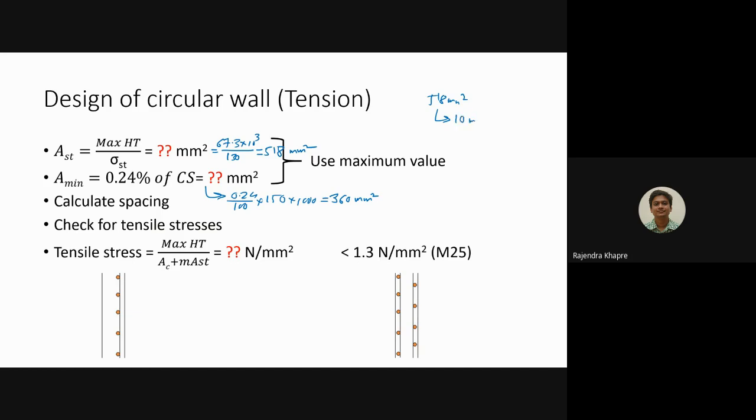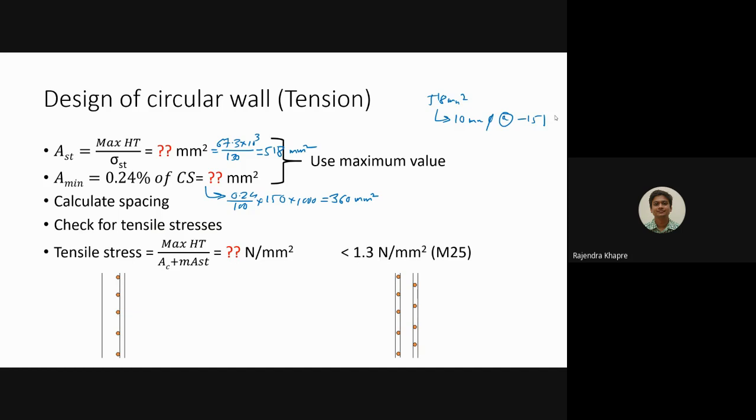Okay, so now can you tell me, if I take 10 mm dia bars, spacing will be how much? How much will be the spacing for 10 mm dia bars? Come on, hurry up. Tell me the exact, not 150. 151. Okay, so this is 151. So this is already quite high.